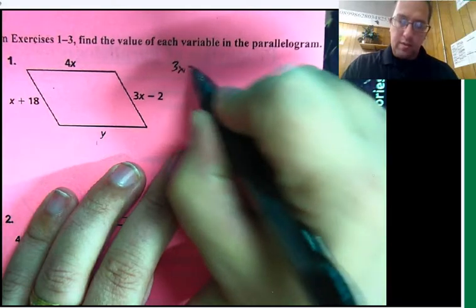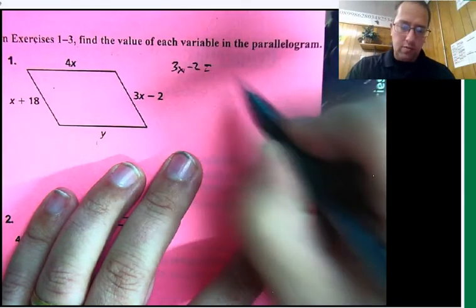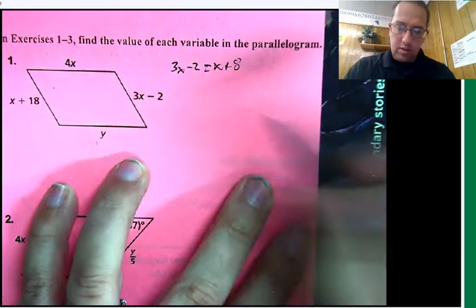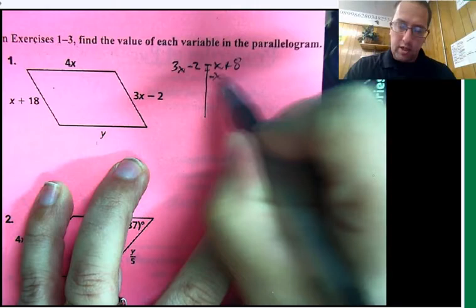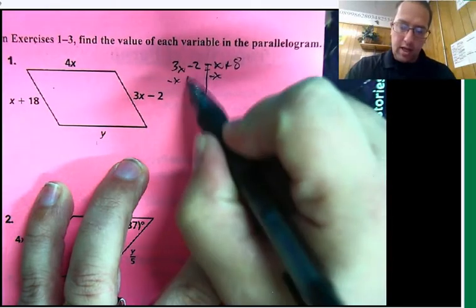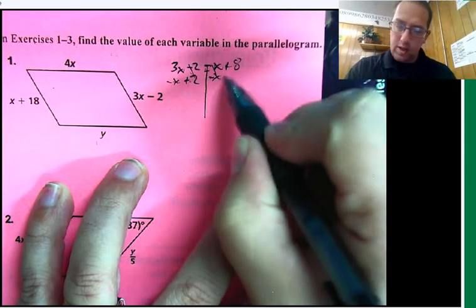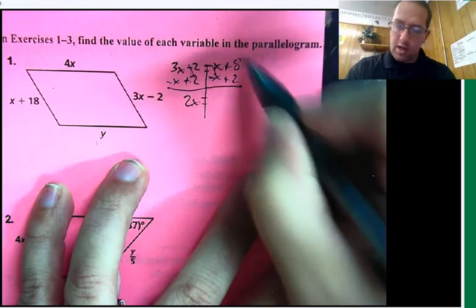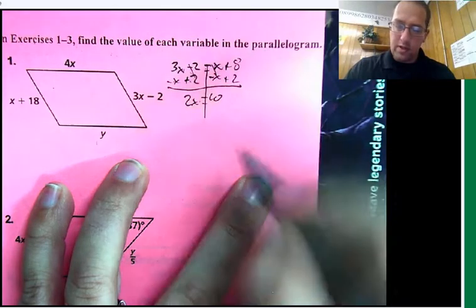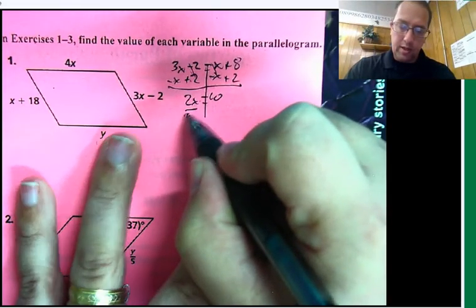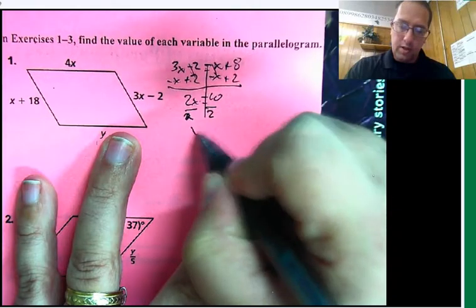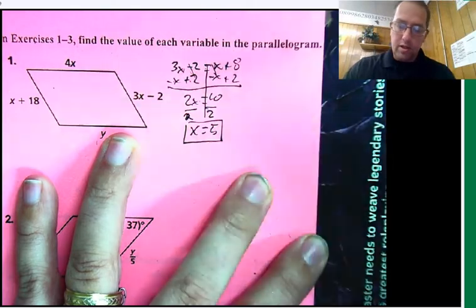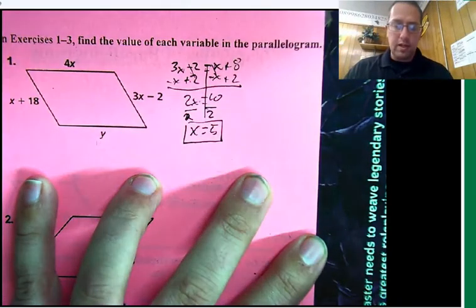So 3x minus 2 equals x plus 8. So let's see, first we are going to subtract x from both sides. We're going to add 2 to both sides to cancel the 2's out. And so that gives us 2x on this side and 10 over there. Divide by 2. And we end up with x equals 5. Okay, so that is the first thing we were looking for. We need to find x.